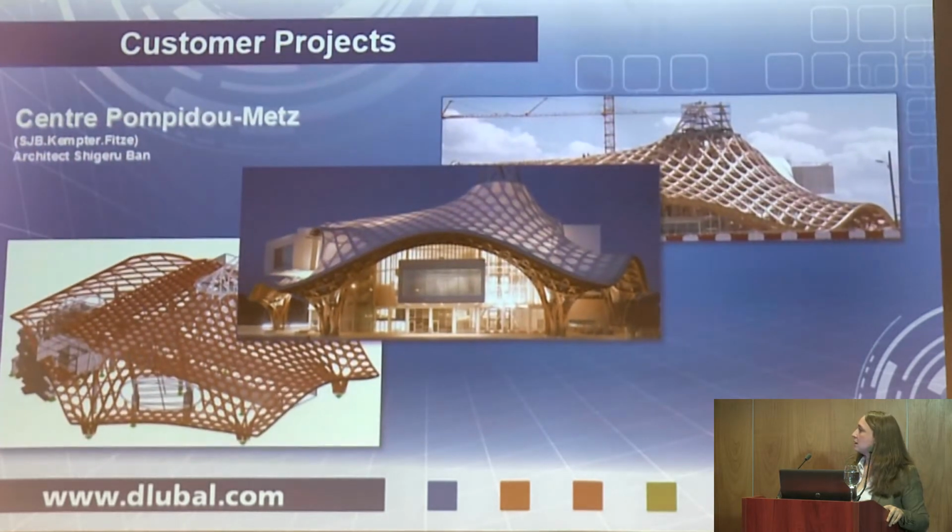Here we can see Centre Pompidou Metz. It's a branch of the Georges Pompidou Center in Paris. The Japanese architect, Mr. Ban, designed it as a Chinese hat. And the most important for us, I think, is that it's built from timber and glue laminated timber. And as you can see, there is no problem modeling any kind of curved elements in our program.